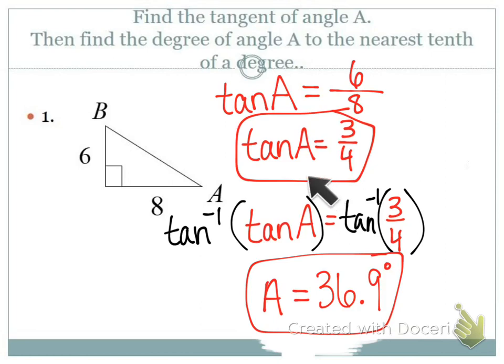The first part was to find the tangent of A. Just set up that ratio. Tan A equals 6 over 8, which reduces to 3 over 4. The second part was to find the measure of angle A. So we used inverse tangent of that trig ratio, 3/4, in our calculator to get the answer. We rounded to the nearest tenth because that's what the directions said to do. Questions about anything we did for number 1?